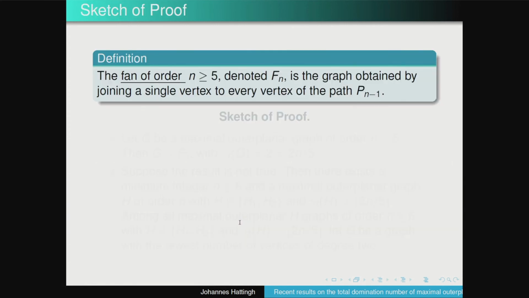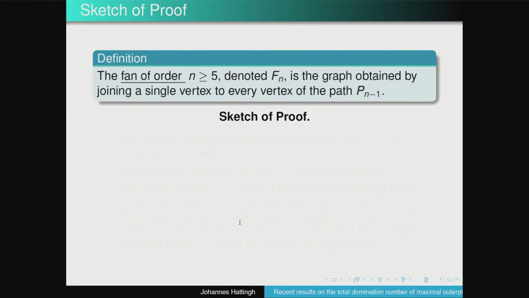So I'll just quickly sketch the proof. Fan of order n. It's just what it is. You just take a vertex and you have a path, and you join that vertex to every single vertex on the path, and you have your fan.